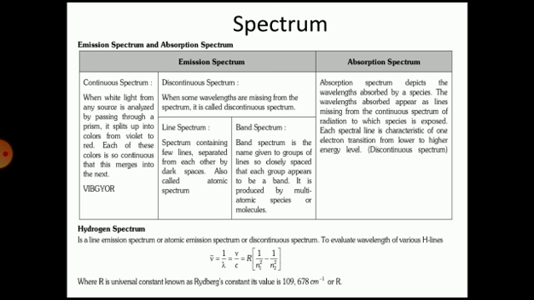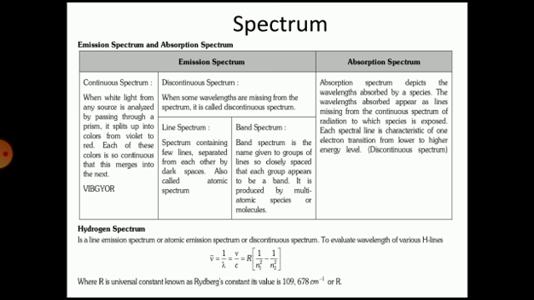What is meant by the continuous spectrum? When white light from any source is analyzed by passing through a prism, it splits up into colors from violet to red. Each of these colors is so continuous that it merges into the next.